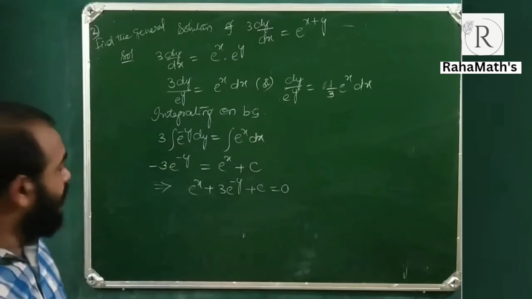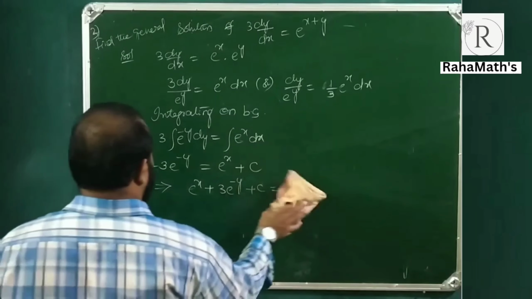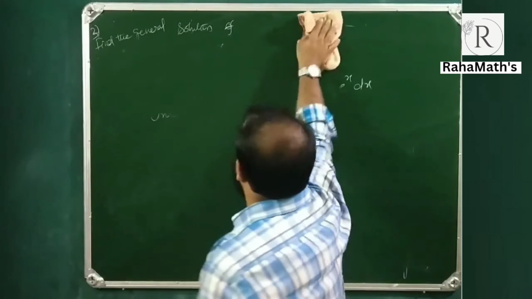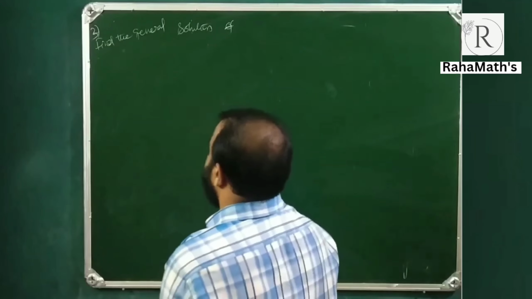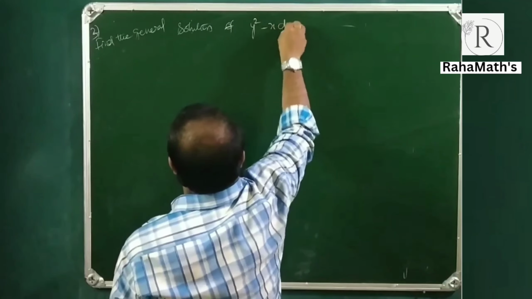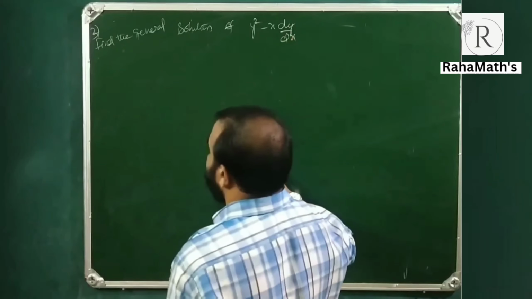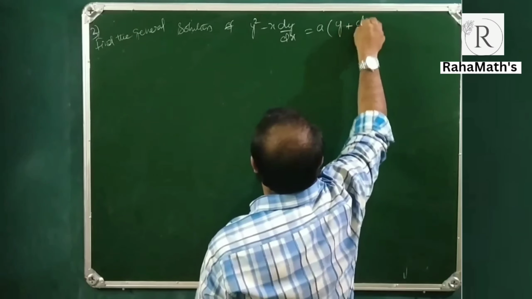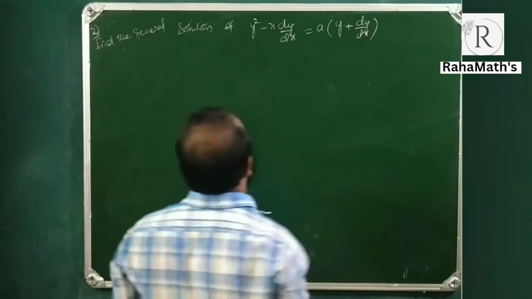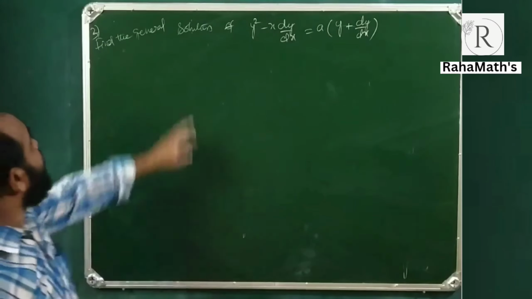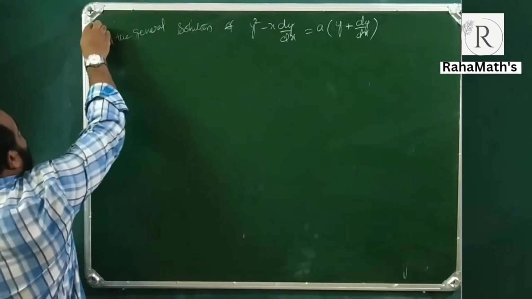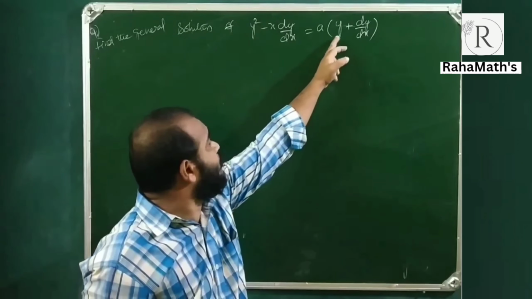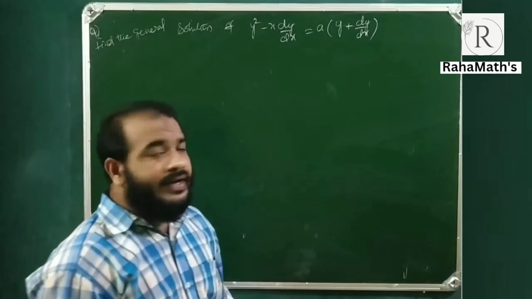is the required solution. So the next question is, find the general solution of y square minus x dy by dx is equal to a into y plus dy by dx. So we need to find out the general solution. This is question number 4. Y square minus x into dy by dx equals to a into y plus dy by dx.